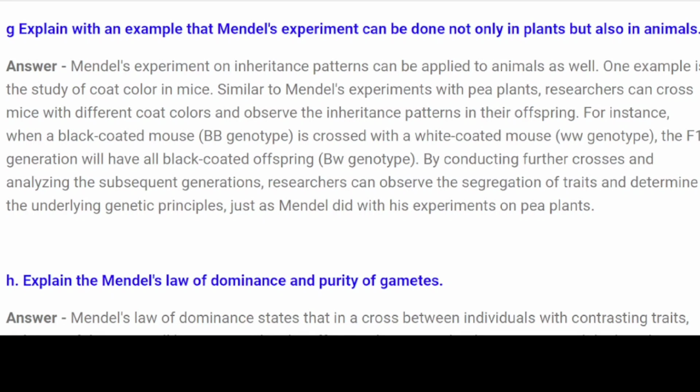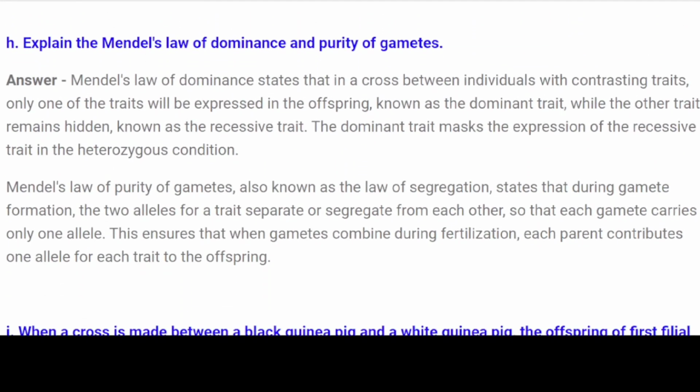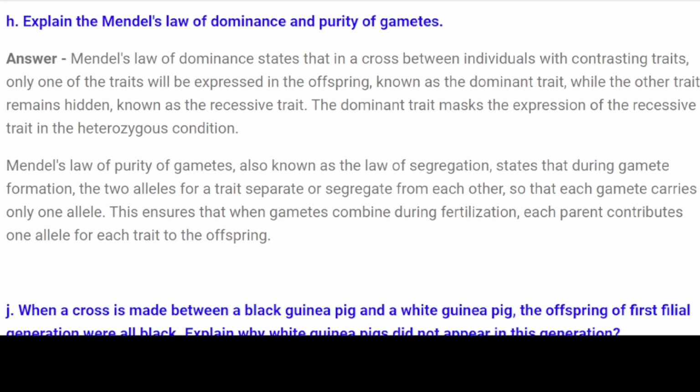H. Explain Mendel's law of dominance and purity of gametes. Answer: Mendel's law of dominance states that in a cross between individuals with contrasting traits, only one of the traits will be expressed in the offspring, known as the dominant trait, while the other trait remains hidden, known as the recessive trait. The dominant trait masks the expression of the recessive trait in the heterozygous condition.